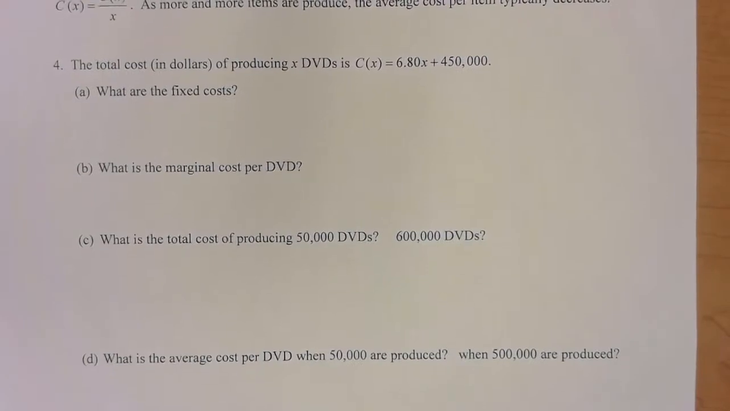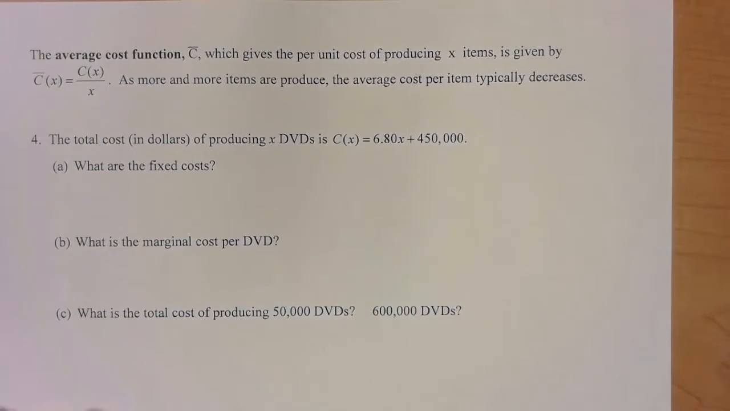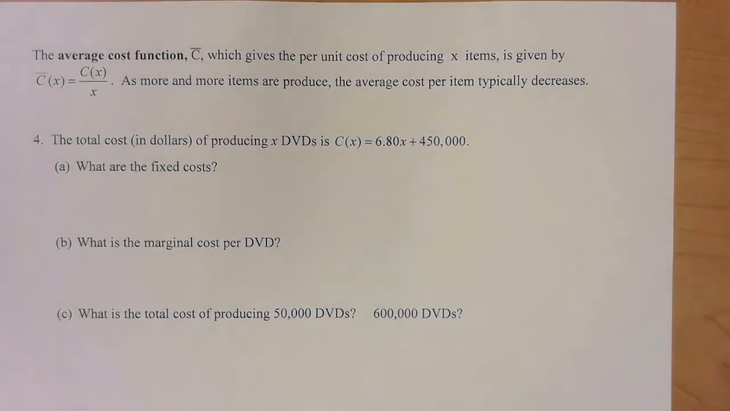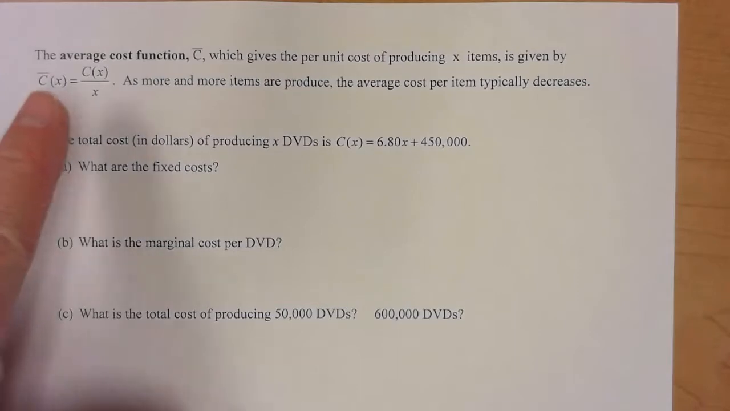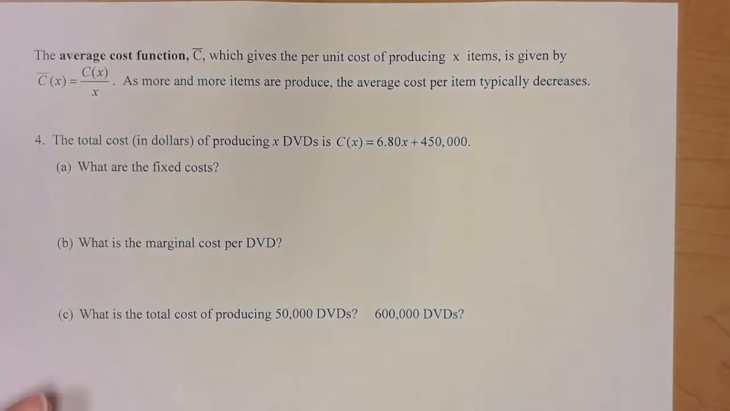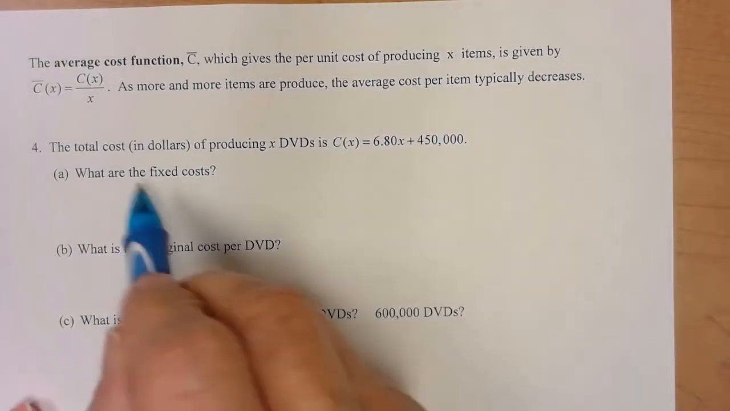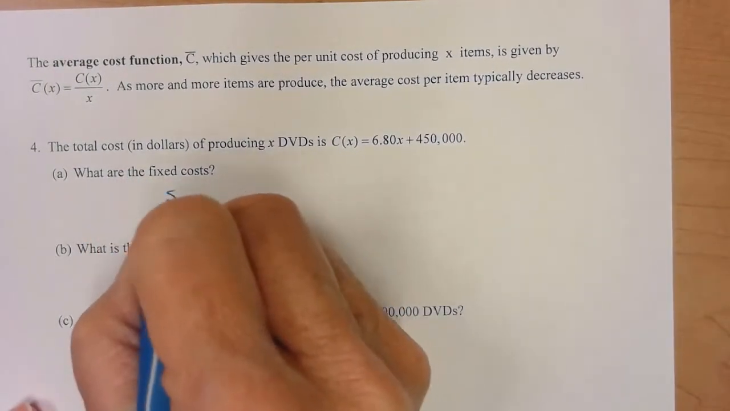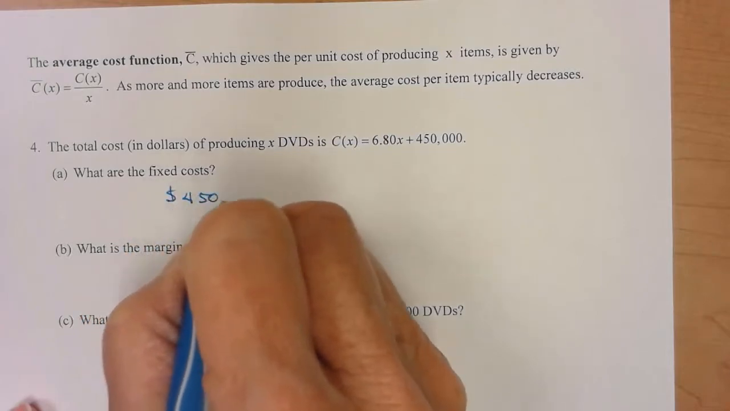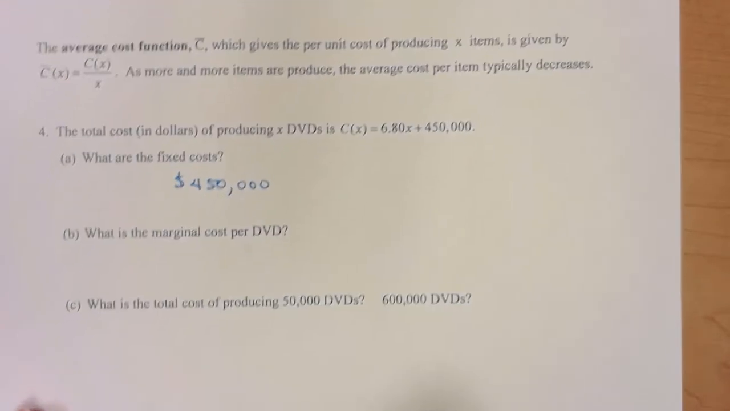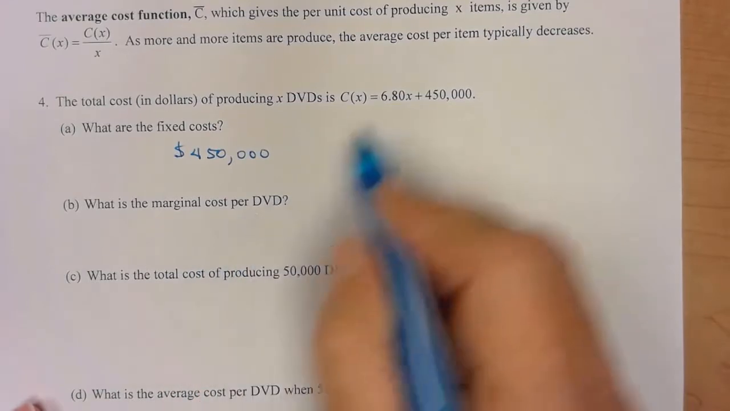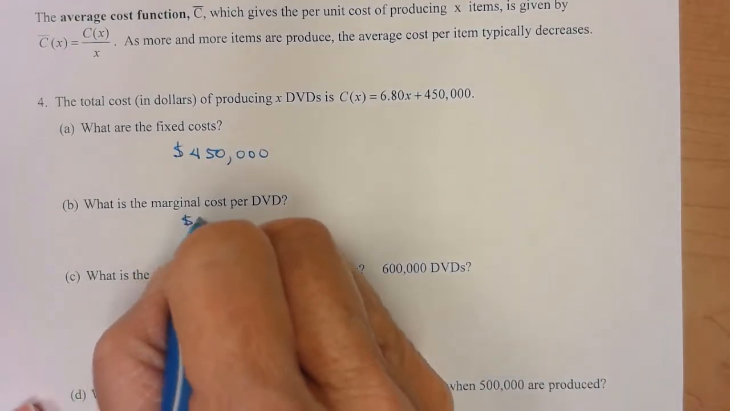Some more terminology here. Average cost function is called C-bar, which gives the per unit cost of producing X items, is given by this function. As more and more items are produced, the average cost per item typically decreases. So in the A part, here's my cost function. My fixed cost looks like $450,000. My marginal cost per DVD is $6.80.